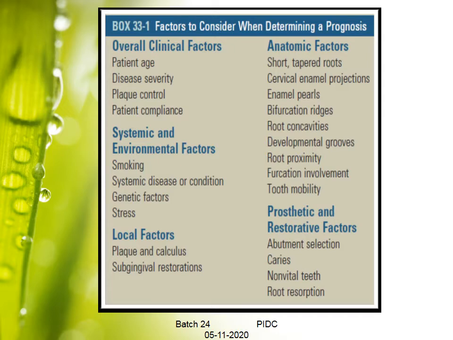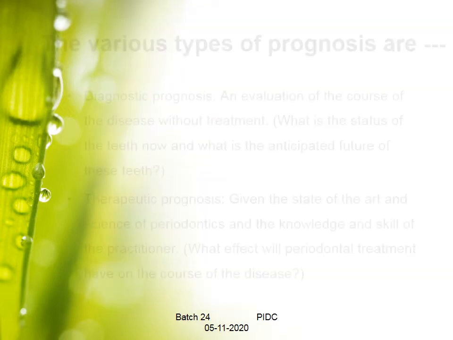This involves around the particular tooth, for example, short tapered roots, cervical enamel projections, enamel pearls, bifurcation ridges, root concavities, developmental grooves, root proximity, furcation involvement, and tooth mobility. Prosthetic and restorative factors such as abutment selection, caries, non-vital.